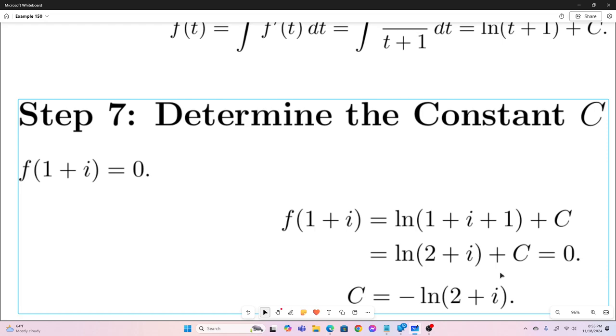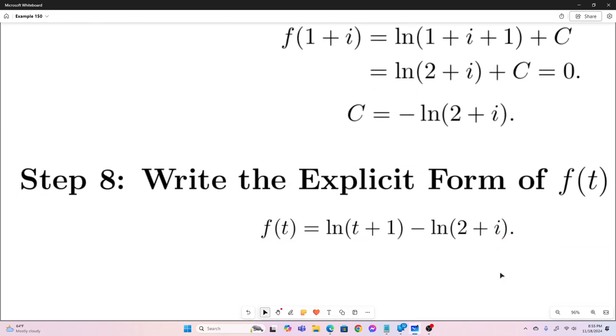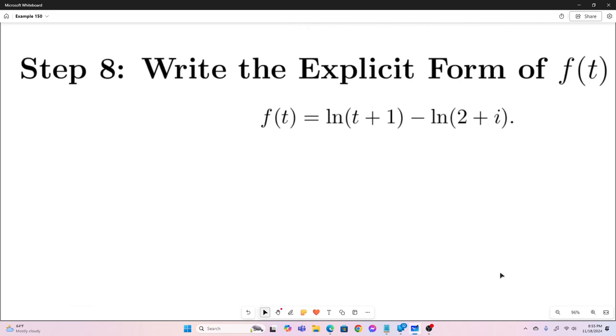So we plug that into our function f of t, and we can find that c is going to be equal to the negative natural log of 2 plus i. All right. So we now have an explicit form of f of t. f of t is the natural log of t plus 1 minus natural log of 2 plus i.